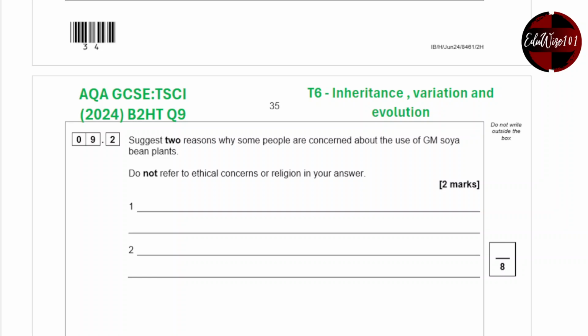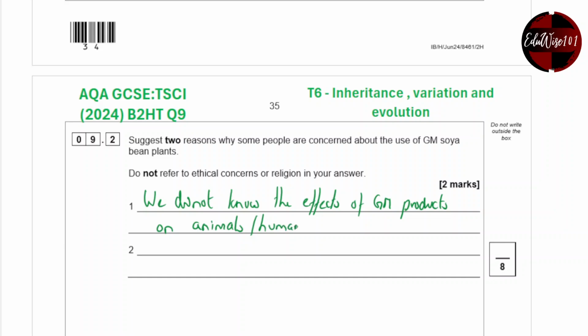Now, 2 reasons why some people are concerned about the use of GM. The main reason is we do not know the effects of GM products on animals or humans. Why? Because we haven't had them for a long time to see anything.